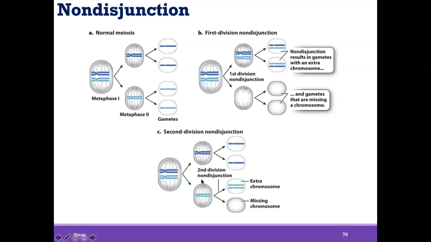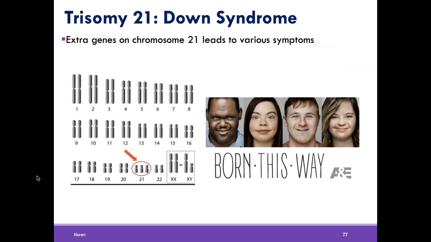Suppose meiosis 1 goes just fine, and this is what should happen in Anaphase II, but suppose that there's a non-disjunction in meiosis 2, and both sister chromatids end up in one gamete. That means we're going to have an extra chromosome.